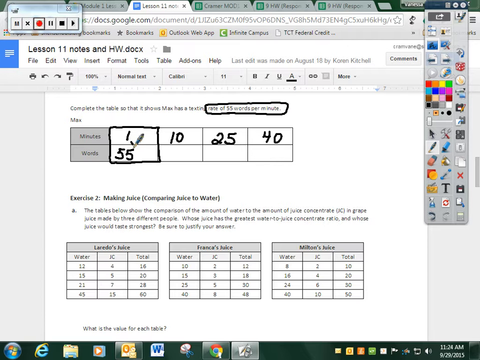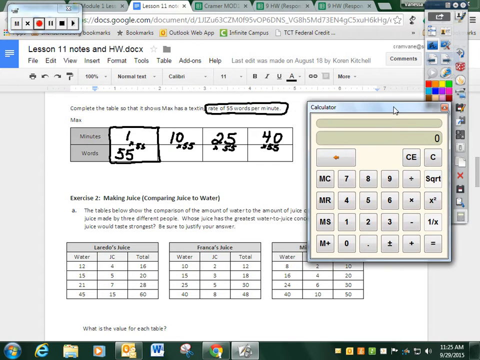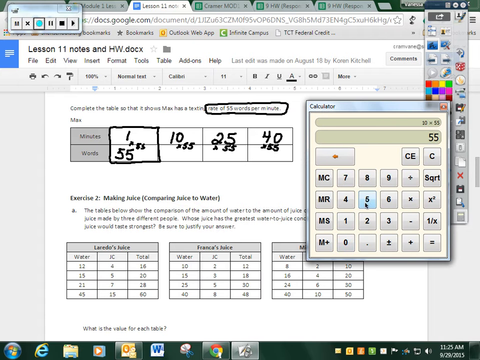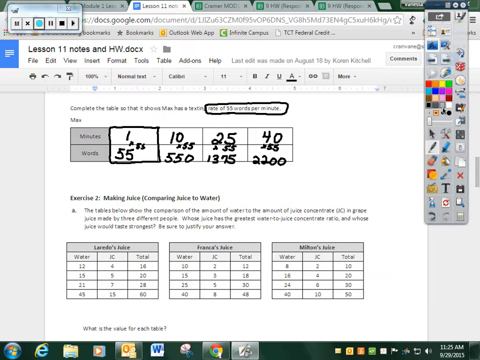I realize that 1 times 55 gives me 55, and because I understand the multiplicative structure of a ratio table, I should be able to go into all of these and times them by 55. So hopefully you have your calculator ready. 10 times 55 is 550. 25 times 55 is 1,375. And 40 times 55 is 2,200. Okay, beautiful. Let's go on to exercise 2.